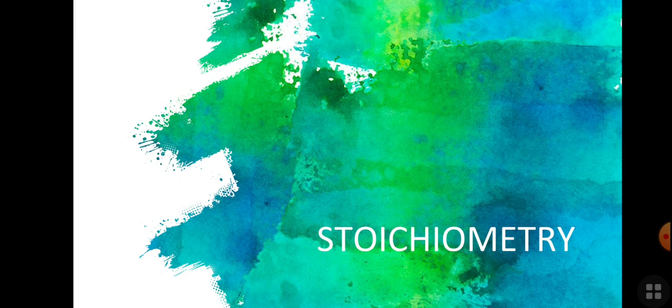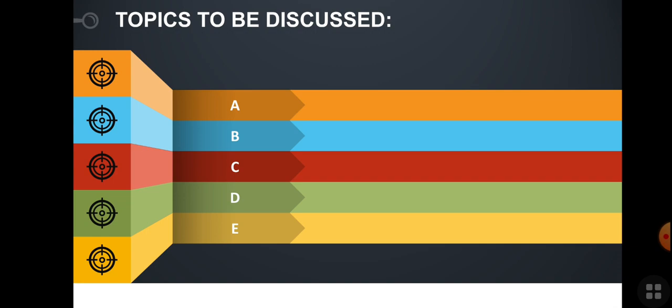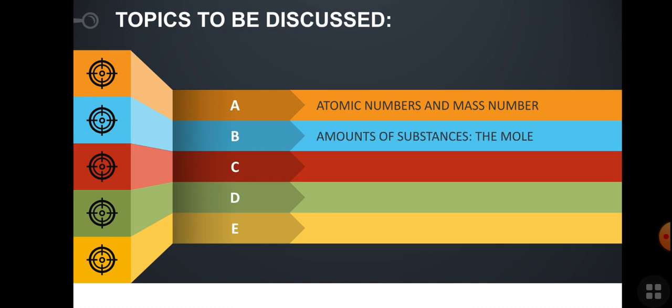So under stoichiometry, the subtopics that we will be discussing are, first one, atomic numbers and mass number. Ano yung pagkakaiba ng atomic number and mass number? Sunod, it's all about the amounts of substances or the mole concept. So dito pag-uusapan natin ano yung mole, ano yung value ng mole, saan kinuha yung value ng mole. Another one is the molar mass and problem solving.